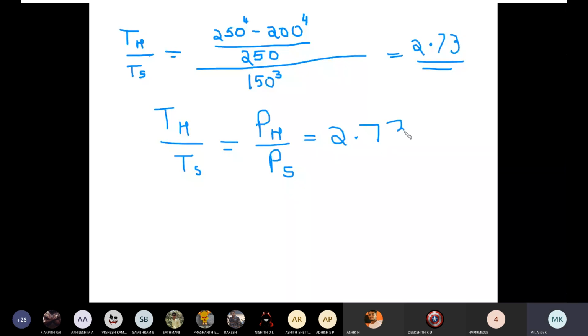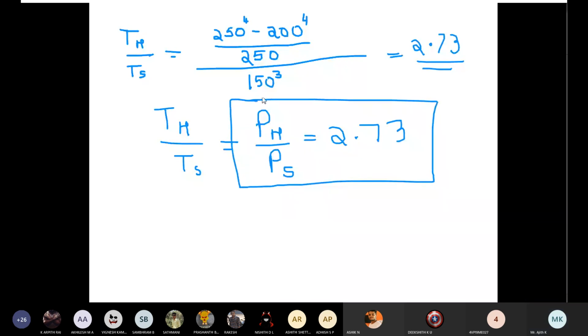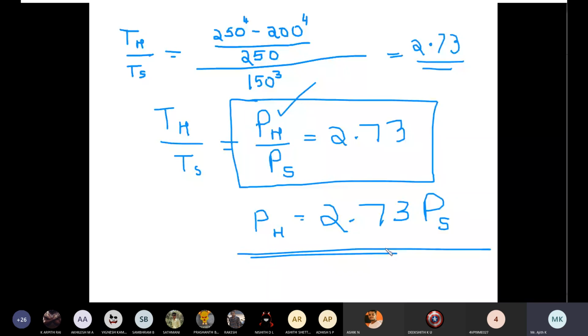Its meaning is that by using the same material and same length, by using a hollow shaft, I can transmit 2.73 times greater power than a solid shaft, because Ph is equal to 2.73 times the power transmitted by the solid shaft. So by using one hollow shaft, I can transmit 2.73 times more power compared to a solid shaft. This is the final meaning of the answer.